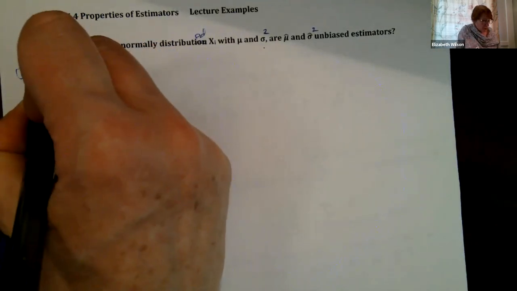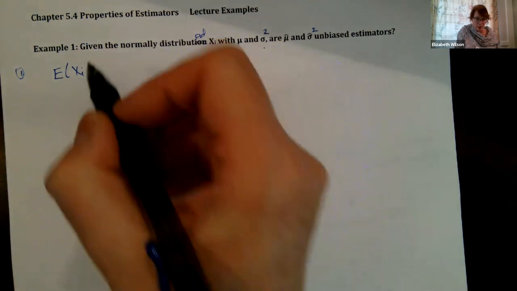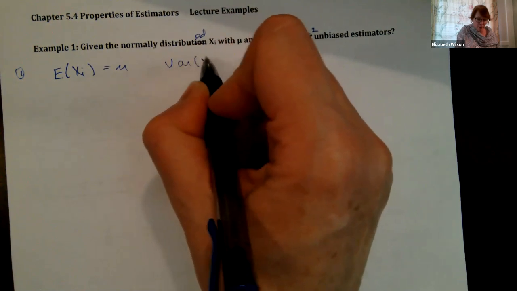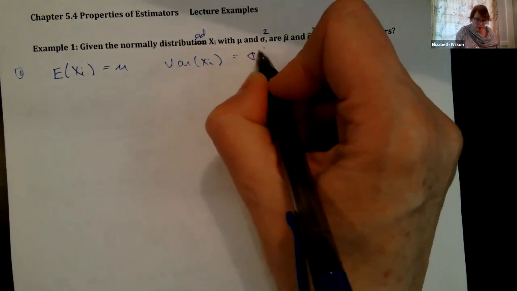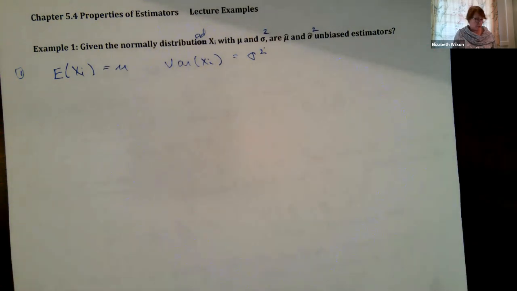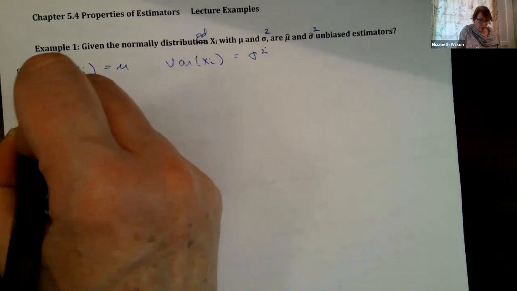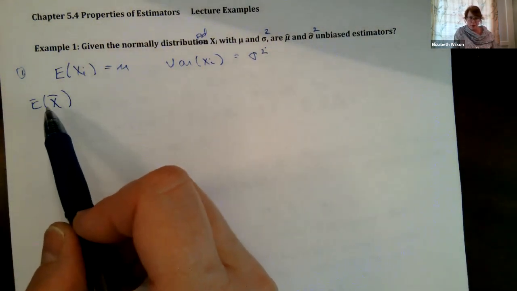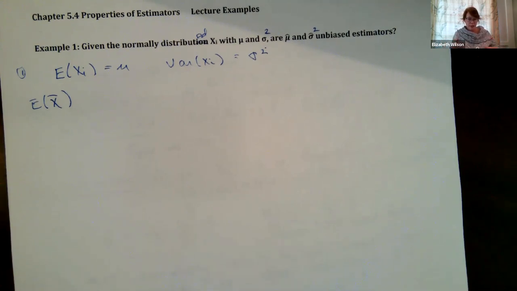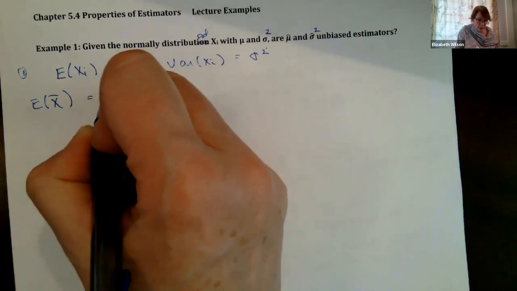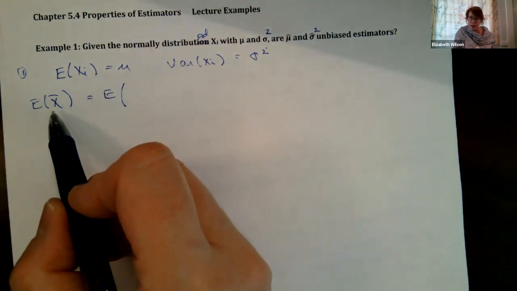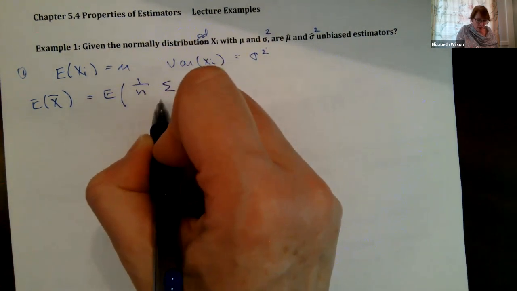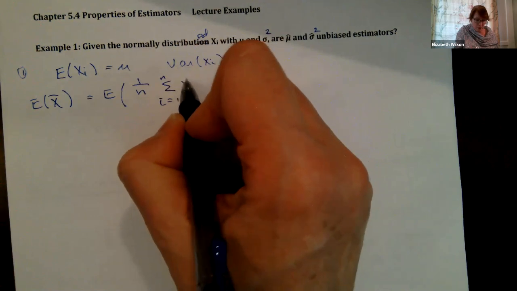The first thing I want to do is note that the expected value of all my x sub i's is going to be the mean, and the variance of my samples is going to be my variance. Now if I take the expected value of my sample mean, x bar, where I've taken all my samples and averaged them, I'm going to plug in what x bar is. So this is the expected value of 1 over n, sum i equals 1 to n, of all my x sub i's.